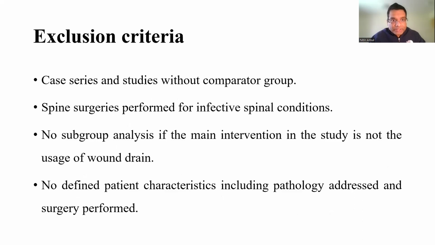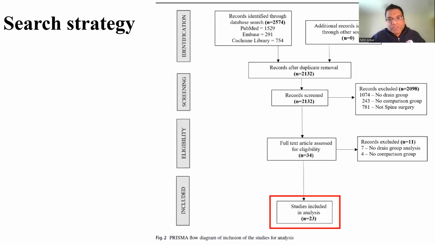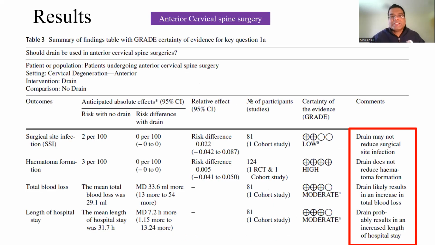And they excluded studies with case series and studies without a comparator group. Spine surgery performed in infected spine conditions, no subgroup analysis if the main intervention in the study is not the usage of wound drain, and no defined patient characteristics, including the pathology addressed and the surgery performed. So they searched around 2,574 articles. Out of that, they have included only 23 articles.